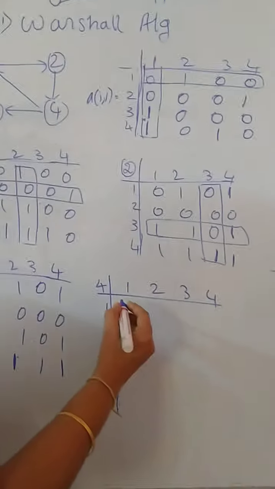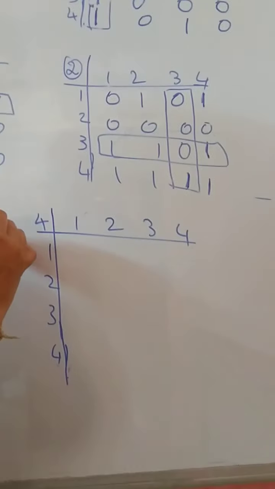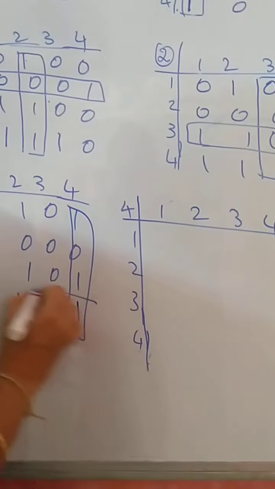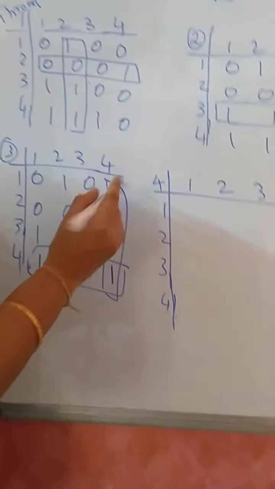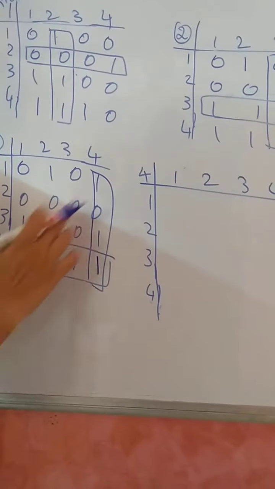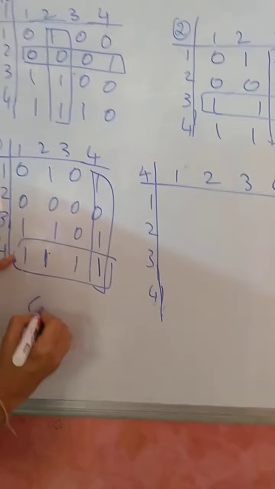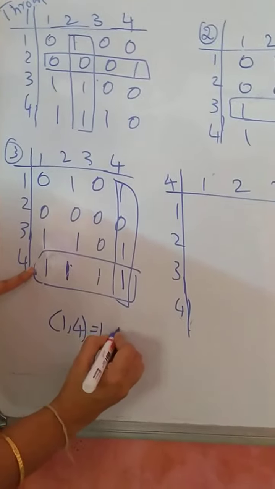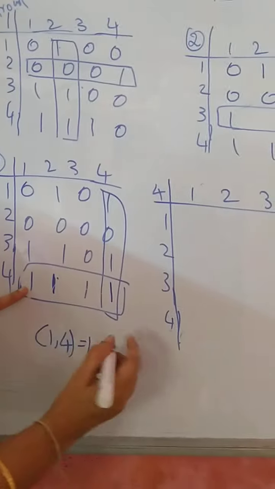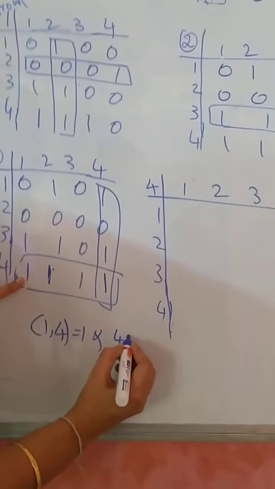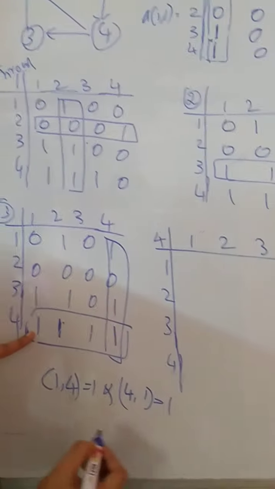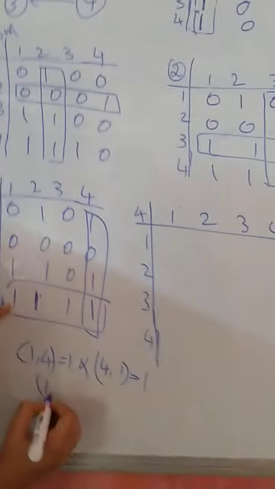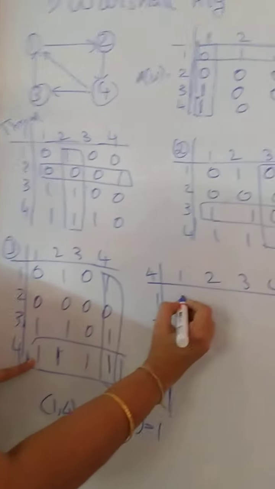So what is through 4? Take this. This takes too much time now. Repeat this one with this one. This one means 1 to 4 is equal to 1, and this one means 4 to 1 is equal to 1. Therefore there will be a path from 1 to 1 equal to 1.